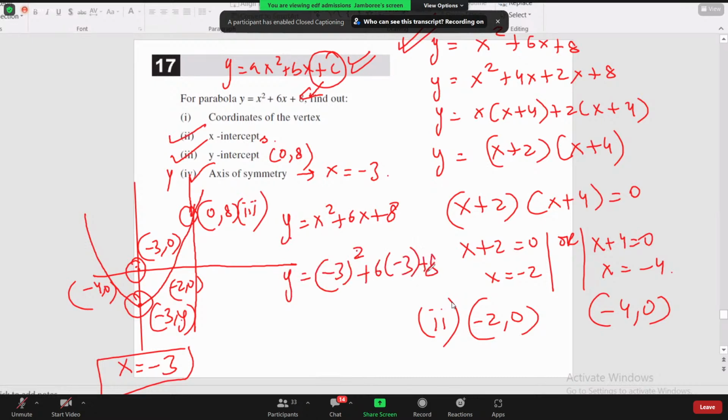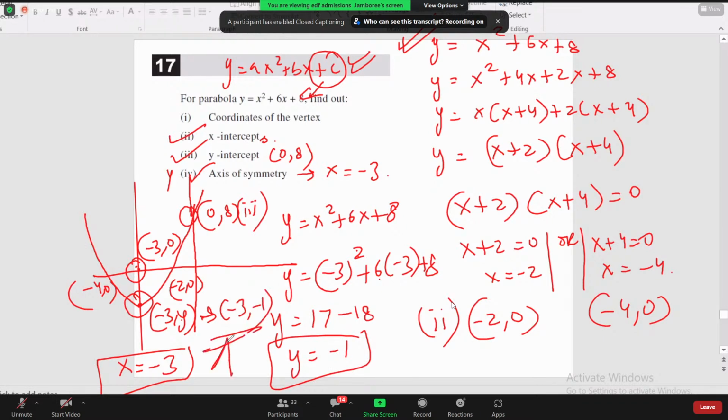So 3 square is 9, 9 plus 8 is 17. 6 into minus 3 is minus 18. So that will make it minus 1. And the coordinates of the vertex will simply become minus 3 comma minus 1. That will be the answer for the coordinates of the vertex.